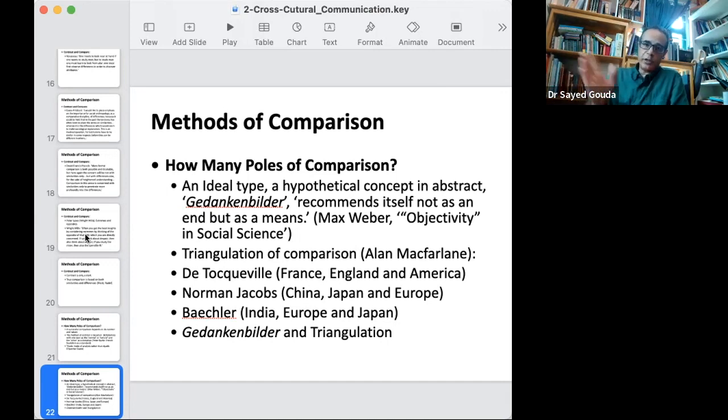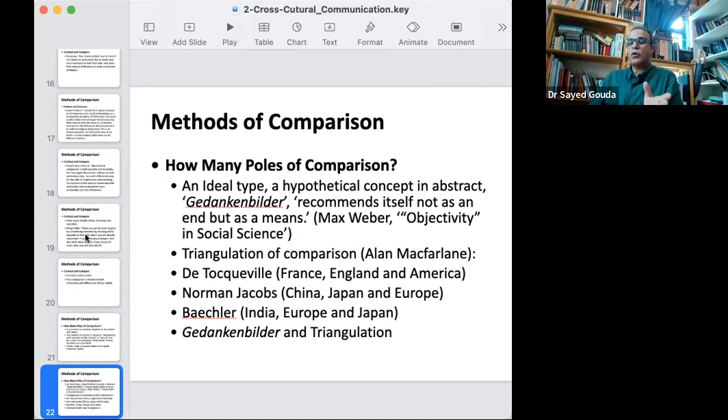And many scholars did that, like Tocqueville, who compared France, England, and America. The comparison is between France and America, but then he included England as just a middle party between France and America. Norman Jacobs could compare China, Japan, and Europe. Again, the comparison is between China and Europe, but Japan acts as a middle factor here. And so on, between India, Europe, and Japan, the comparison is between India and Japan, but Europe acts as a middle factor between them.